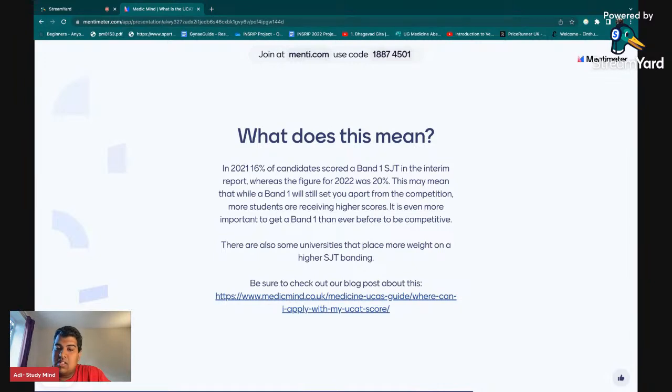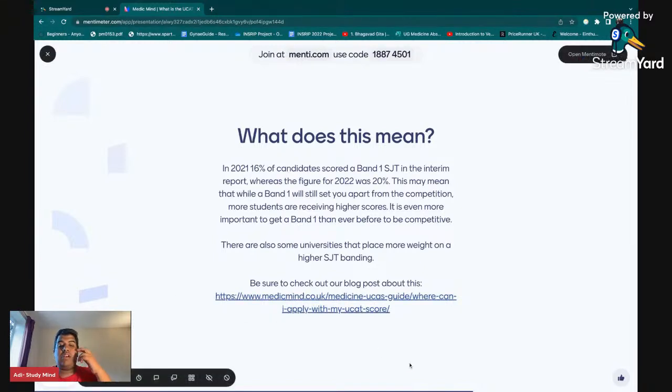There are also some universities that place more weight on a higher SJT banding, so that's something to look out for. This is again a blog post that we've made on where you can apply with a certain UCAT score: a higher UCAT score, 2,800 and above, or 2,600, or somewhere below. There's always some university for every band and every score of UCAT, and there are some universities that don't place much emphasis on UCAT and place more emphasis on personal statement, your interview, etc. So try to research the different universities well when you're applying to them.